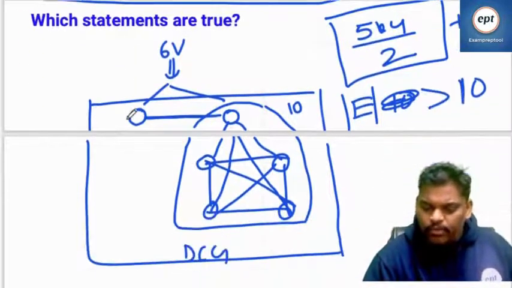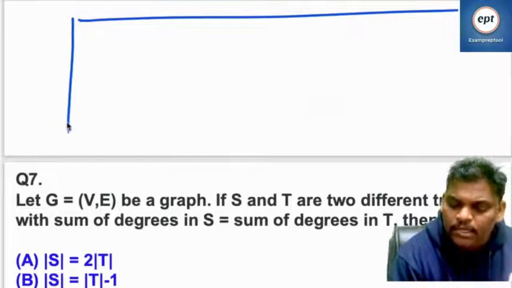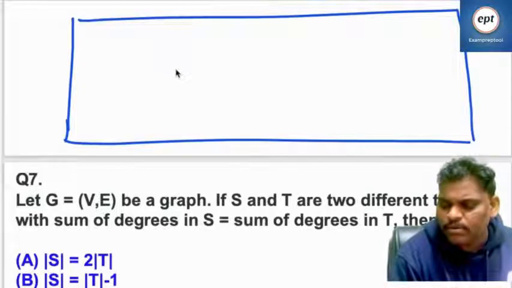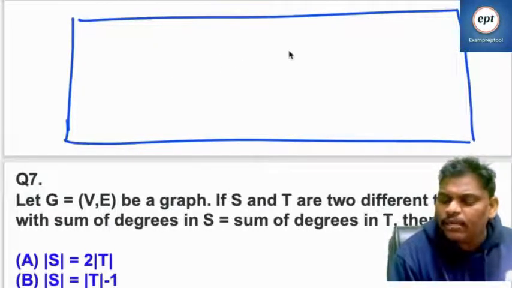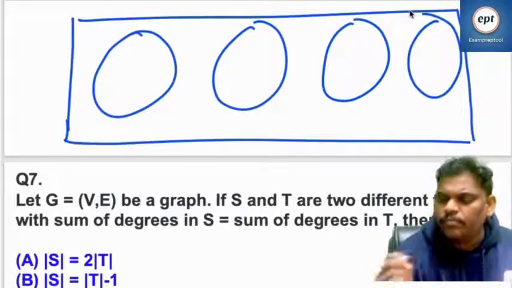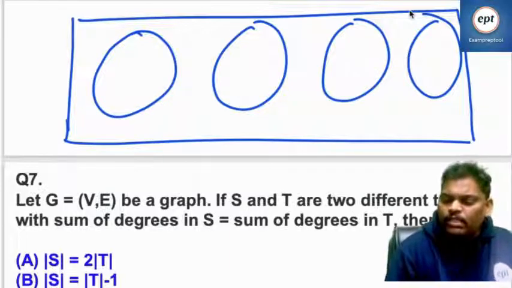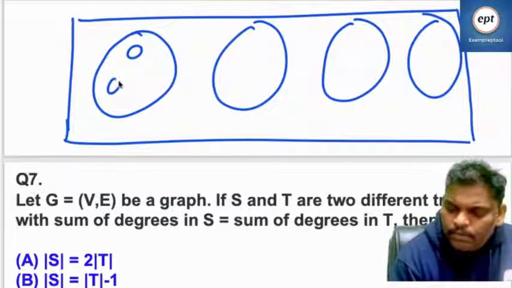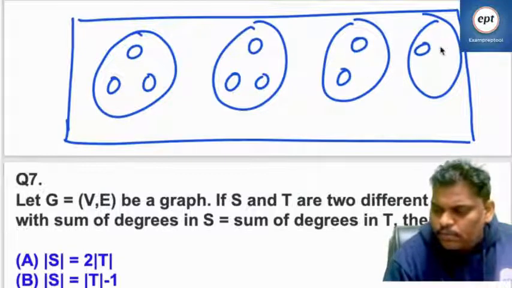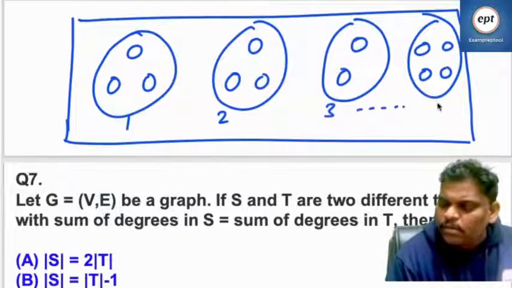Now listen everyone. S2 is saying a simple graph, no forest here, a simple graph, not a forest. S2 is saying a simple graph which contains k components. See this one, it is a component. K components are there: first component, second component, third component, and so on.